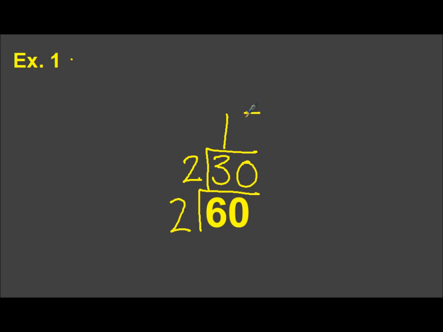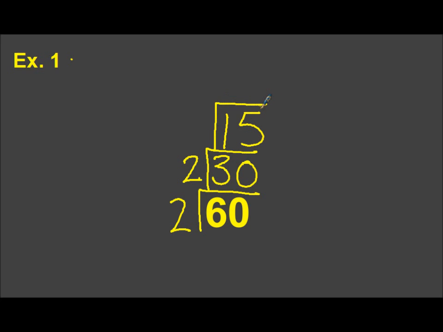Let's take a look at our first example, 60. So we want to divide by primes. So we can take our number 60 and divide it by a prime number. In this case, because it's even, I'm going to choose the number 2. 2 goes into 60 30 times. Again, 30 is even, so I'm going to divide by 2. 2 goes into 30 15 times.